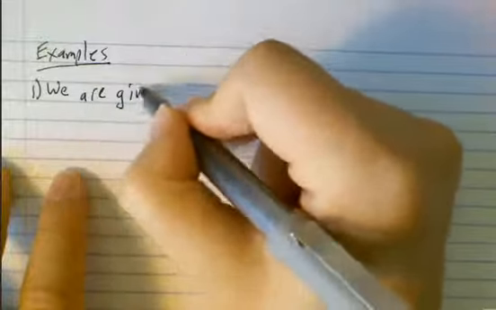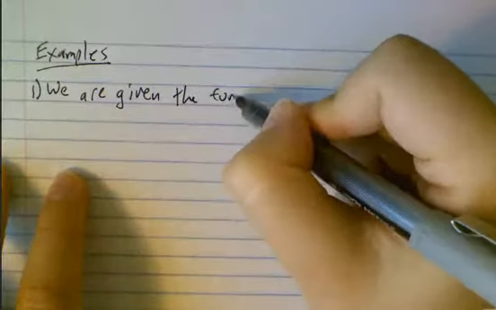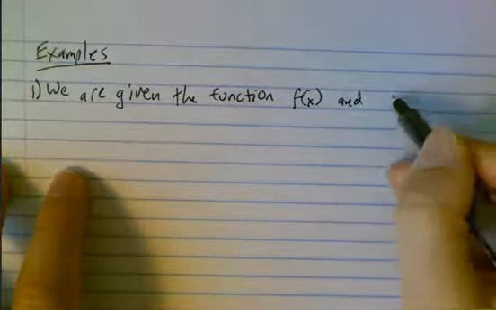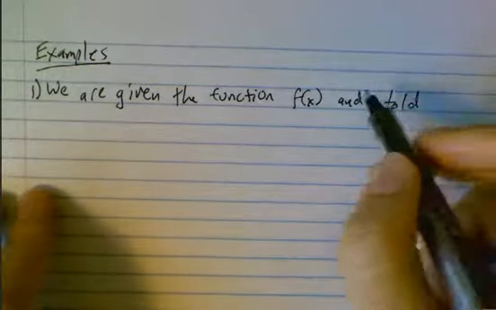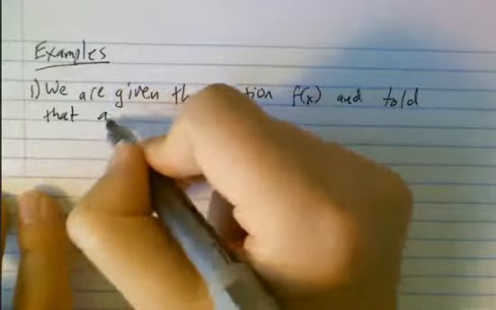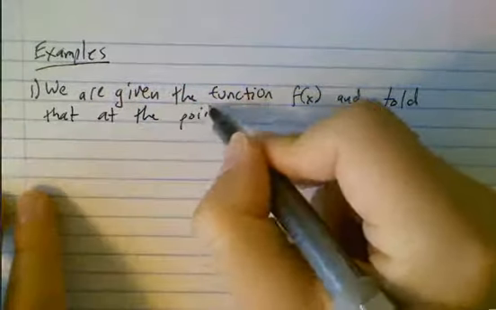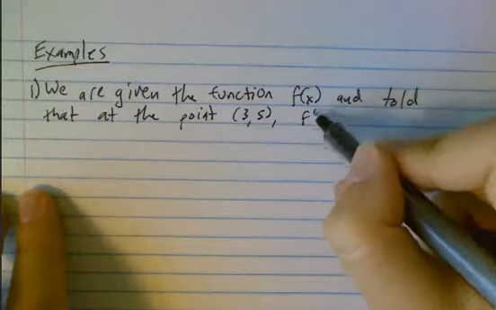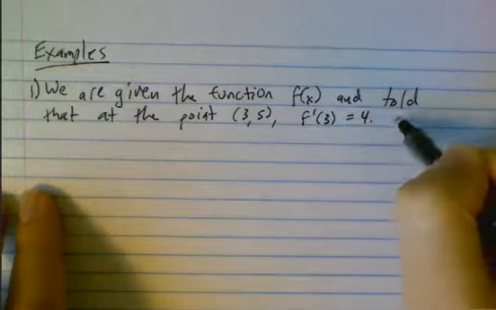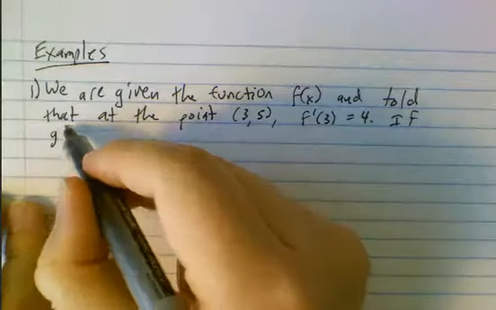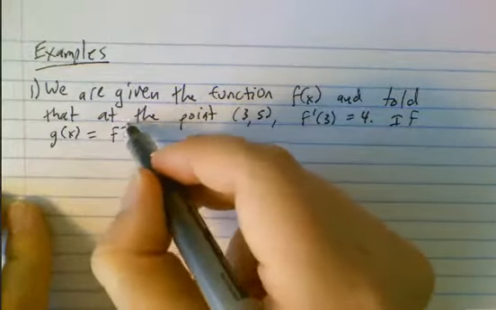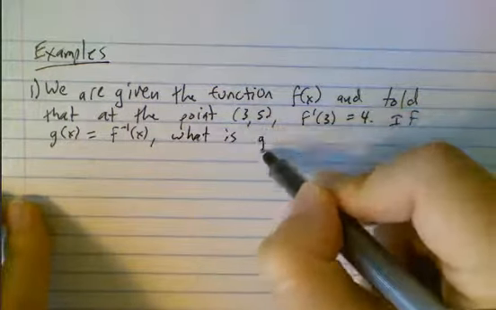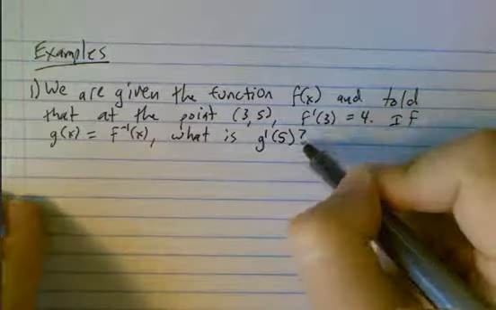We are given the function f of x and told that at the point 3, 5, f prime of 3 equals 4. If g of x is the inverse of f of x, what is g prime of 5?